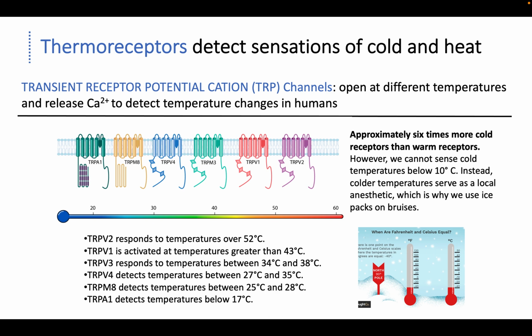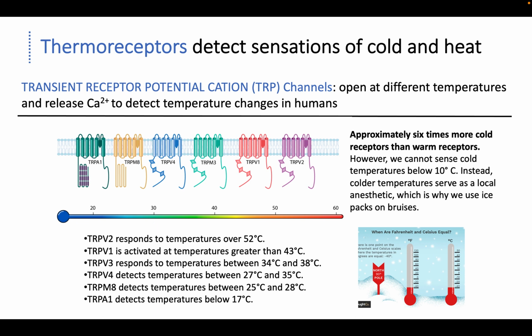As we mentioned earlier, there are anywhere from 3 to 4 to 6 times more cold receptors than warm receptors. But we said earlier also that the actual structure of the receptors doesn't really change a whole lot, but it's more so the temperature at which they respond to.